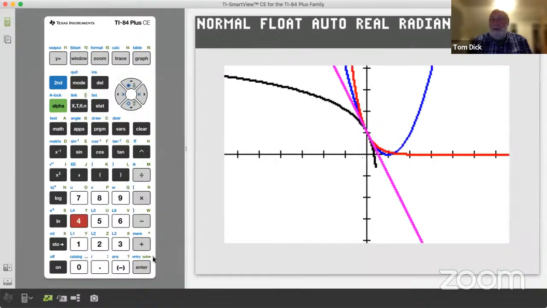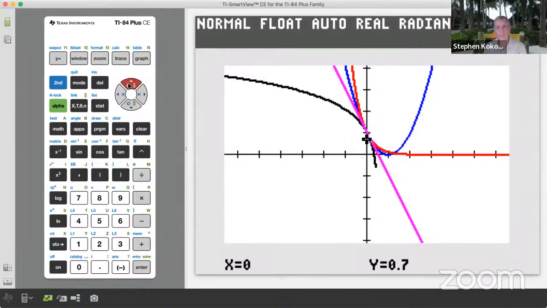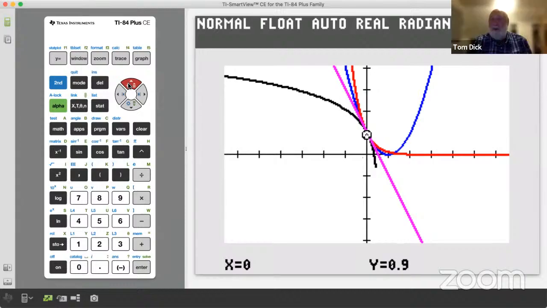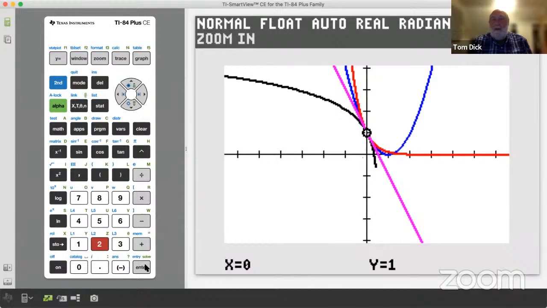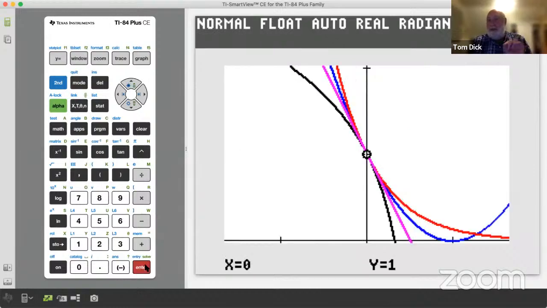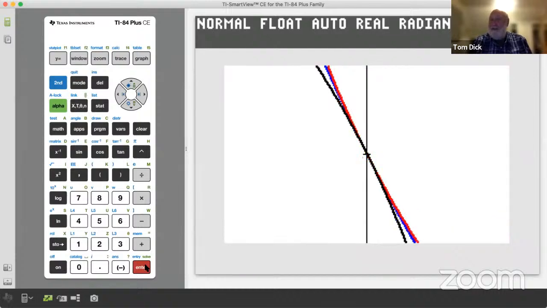See them. And let's see, the point of interest was what, 0, 1, right? Yep. I'm going to go ahead and move my little crosshair up there to 0, 1. There we go. And now I'm going to do a zoom in. And since I'm centered right at that point, I can just hit enter over and over again.